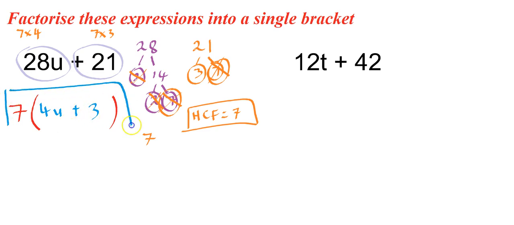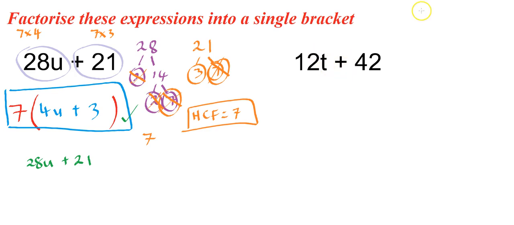This should be the correct answer. We can check it though. We now expand out of the bracket, and we should end up with what we started with, which was 28u plus 21. So 7 times 4u is 28u, and then 7 times positive 3 is positive 21, and that is indeed what we started with, so we know that this must be correct.